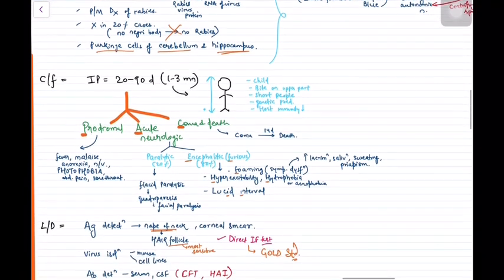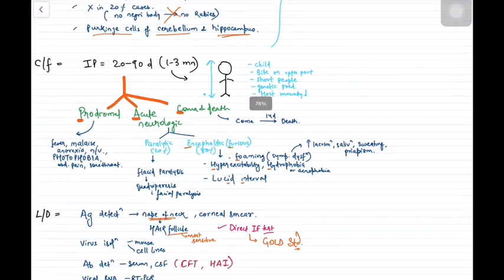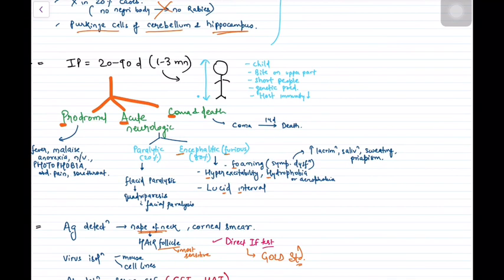Now coming to the clinical features. We already talked about the incubation period of the street virus because we are mostly concerned with the street virus, not the fixed virus. So the incubation period is 1 to 3 months, approximately 20 to 90 days. And this will actually depend on the site of bite and the stature of the individual, because this incubation period is mostly from the site of infection, from the site of bite, and then traveling up to the CNS.